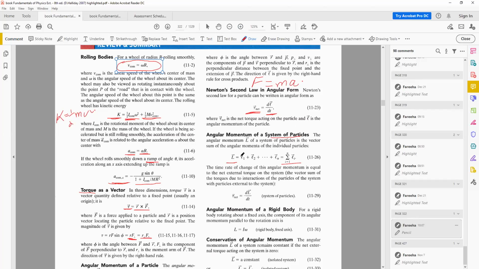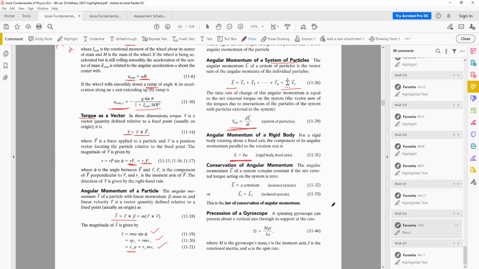So angular momentum for one particle is represented by a small l, but for a system of particles, it's the summation of all the small l's, and you get a capital L. Similarly, you can write the same torque equation in terms of a system of particles using a capital L. And angular momentum can also be written in terms of the moment of inertia, or the rotational inertia, which is I. And then just like we had the conservation of energy, we also have a conservation of angular momentum, which means that the initial angular momentum of a system is equal to the final angular momentum of a system.